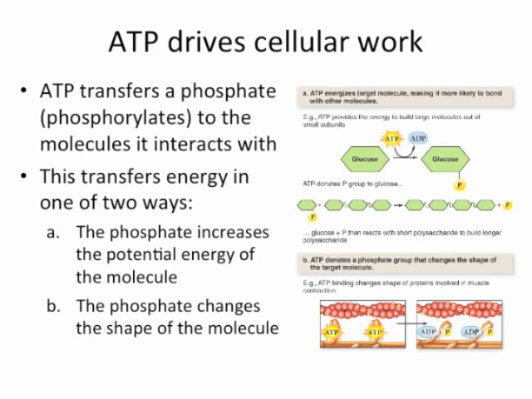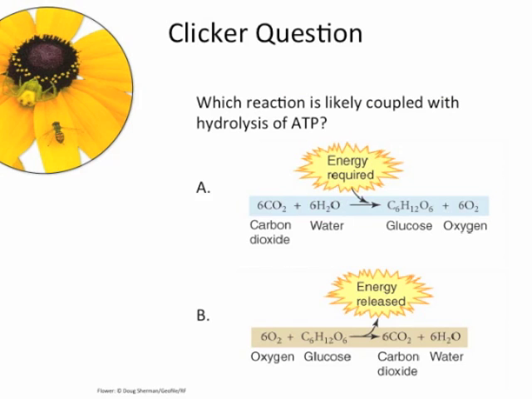Okay, let's see if you can answer this one. Here are two reactions. Reaction A, carbon dioxide plus water to give you glucose and oxygen, requires energy to occur. Reaction B, oxygen plus glucose converted to carbon dioxide and water, releases energy. Which of these two reactions would most likely be coupled with hydrolysis, or the breakdown of ATP to ADP? So which of these two reactions would require ATP to be present?